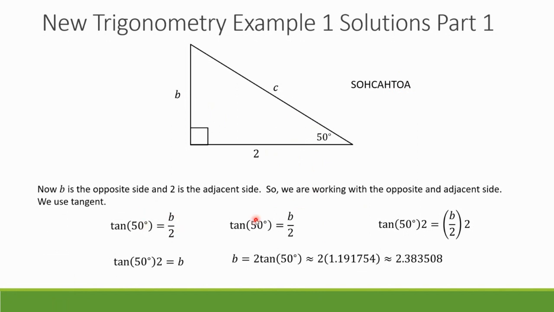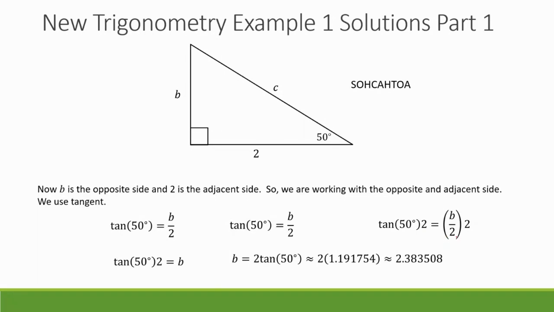I'm not sure why I wrote it twice, but that's okay, I guess. But now we can figure out what B is, right? We want to get B all alone. So how do we do that? Well, we don't want B over 2, right? We want B. Well, let's get the 2 out of there. How do we do that? We're going to multiply both sides by 2.